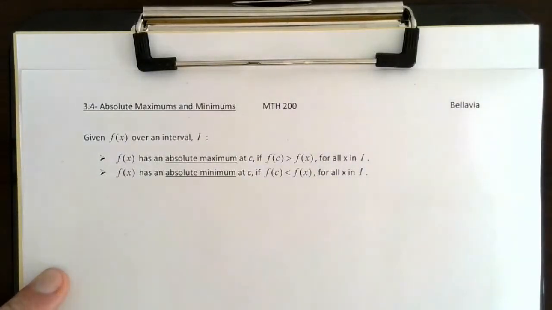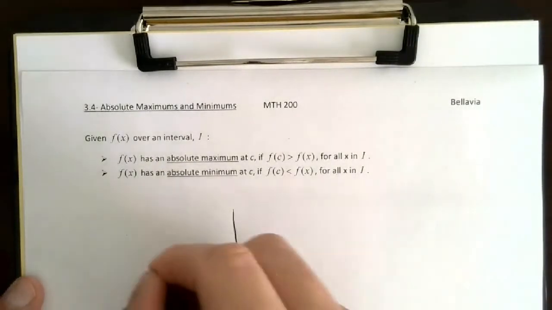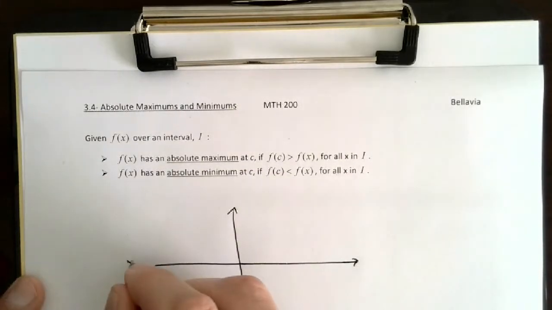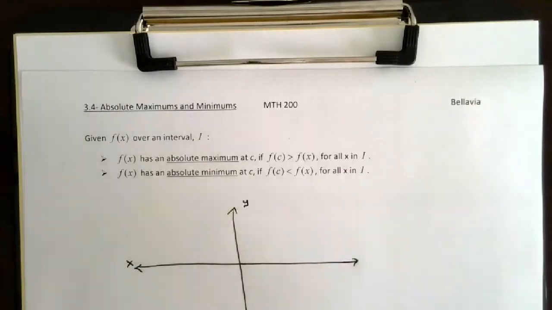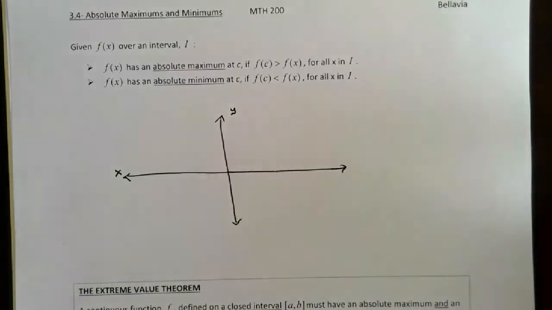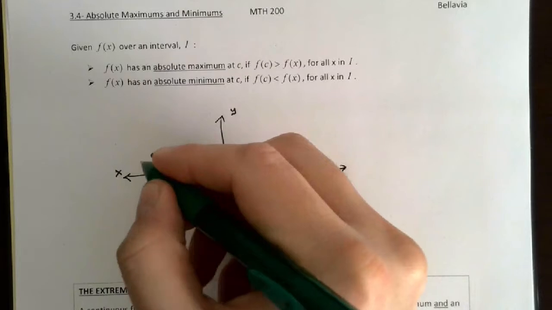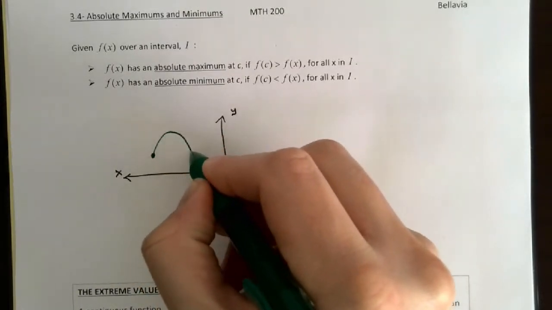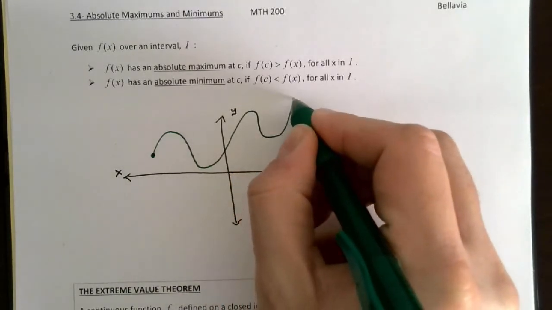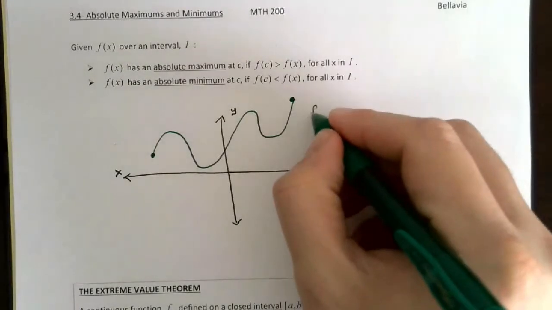And I'm just going to do a small sketch here of what this might look like, just for an example. So if we have an x and y axis, and I was to draw this function here, maybe I'll draw it in a different color. Let's say we had something that looked like this. Alright, so this is some function f of x.